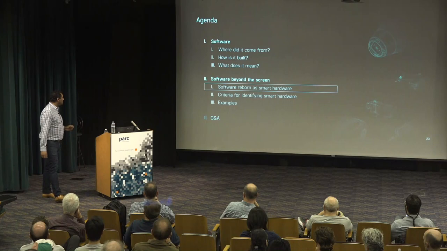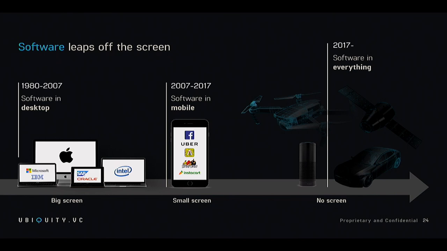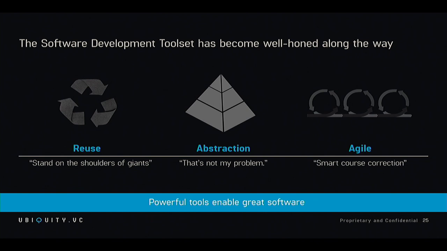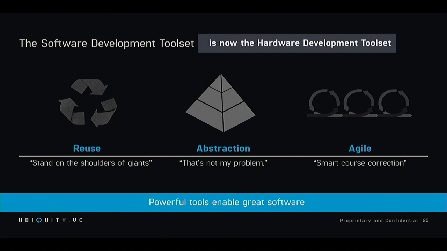And so we already talked about this idea that software is sort of shrinking its screen. That's one empirical way, a tactical way to think about it. A different way, we talked about these three tools, but the headline changes. So it's no longer that the software development tool set has become well honed along the way. It's that the software development tool set is the hardware development tool set. Really, really big deal. I usually like to think about this as that the software development tool set can now be the tool set for building everything in the world. And that means that powerful tools don't just enable great software, they enable great smart hardware, great hardware.